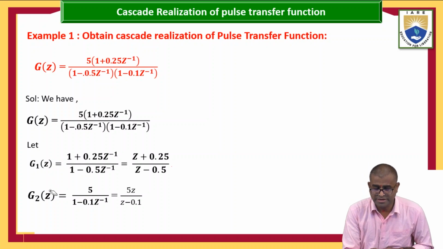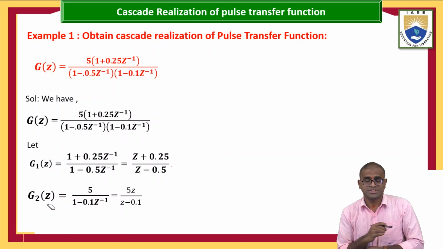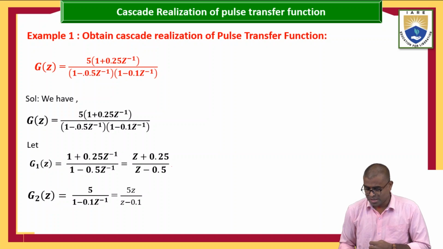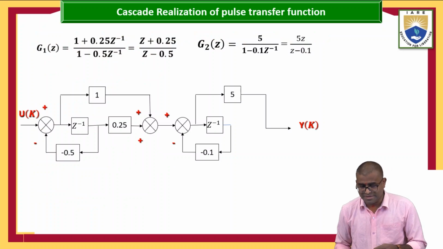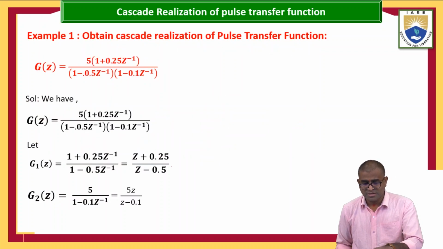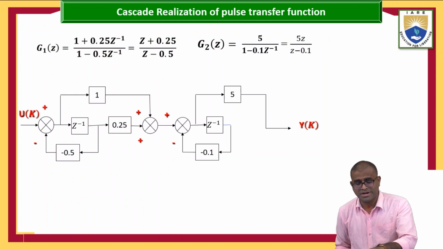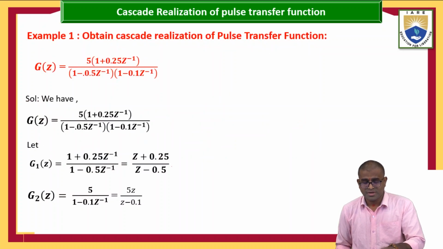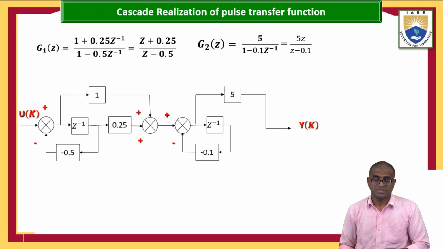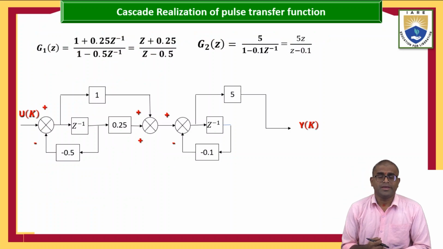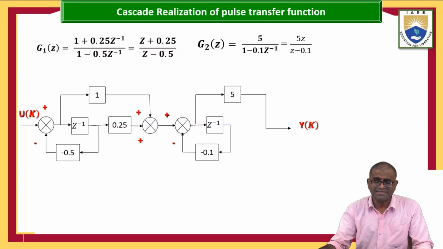Okay, g1 of z and g2 of z. So what happened? Take the functions. Once again I am writing g1 of z is (z plus 0.5) by 0.5, and g2 of z is 5z by (z minus 1).